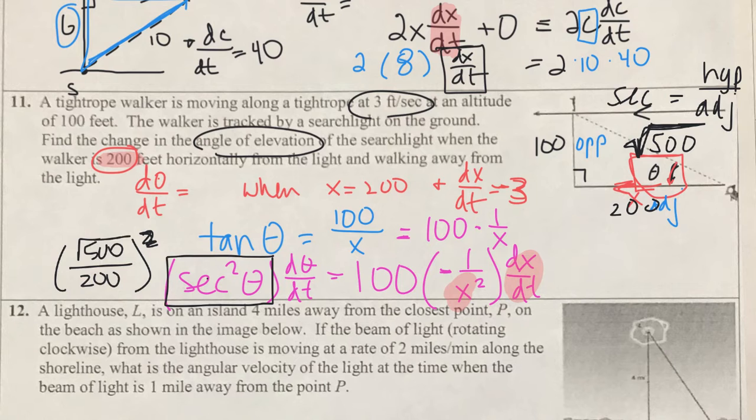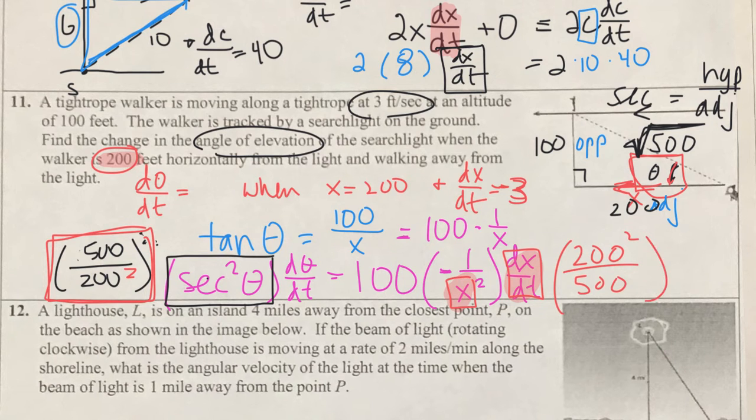So in squaring root 500 over 200, we lose the square root here, so there's no more square root. Root 500 squared is just 500, but the 200 goes on the bottom. Okay, so when we substitute our 200 in here and our 3 in there, now we're going to multiply by the reciprocal in order to take it to the other side. So we're going to multiply by 200 squared over 500. And now with a little bit of simplifying, you can get the correct answer. So we had to find the value of the secant using our right triangle over there. That's probably the hardest part about this problem.